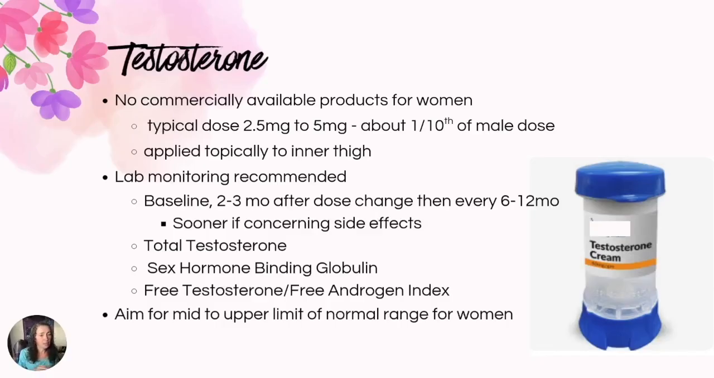The things you would want to check are a total testosterone, a sex hormone binding globulin level, and then the free testosterone or the free androgen index. And you want to aim for about the mid to upper limit of the normal range for women.